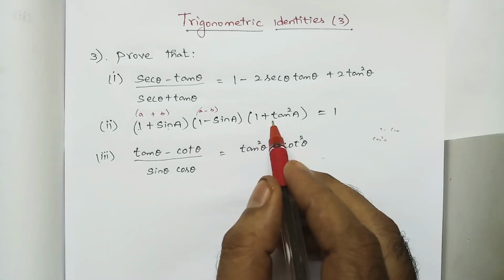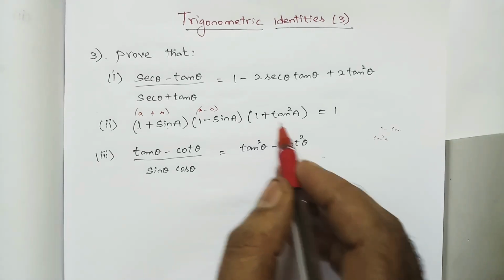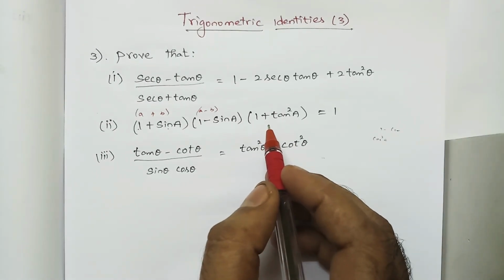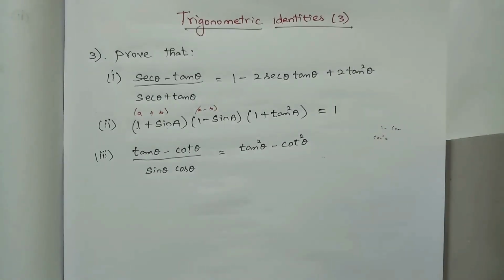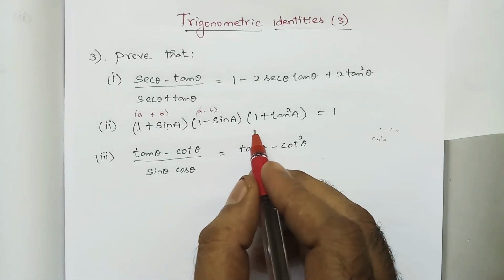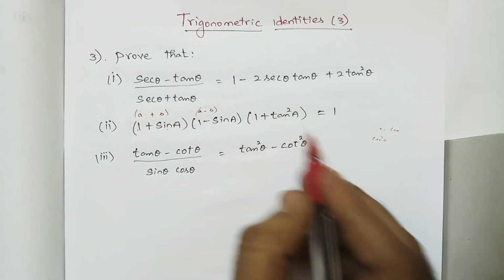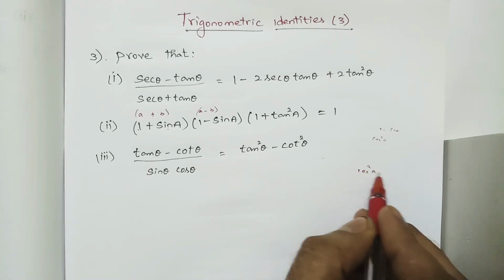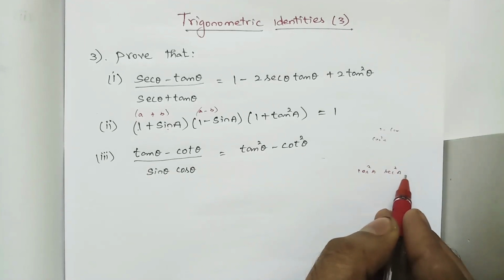What is 1 plus tan square A? Already we have discussed the formula, the identity: 1 plus tan square A is equal to sec square A. So cos square A into sec square A.